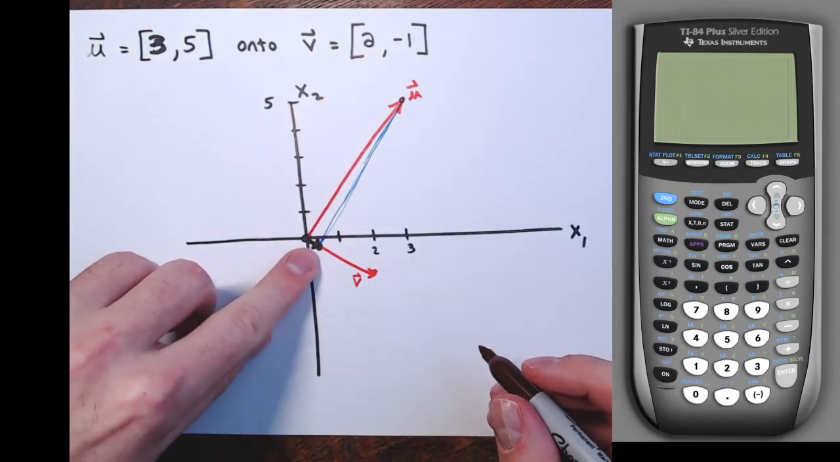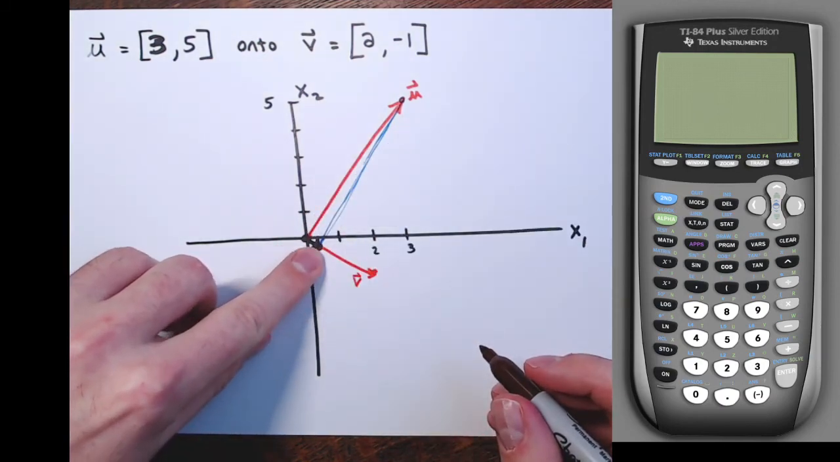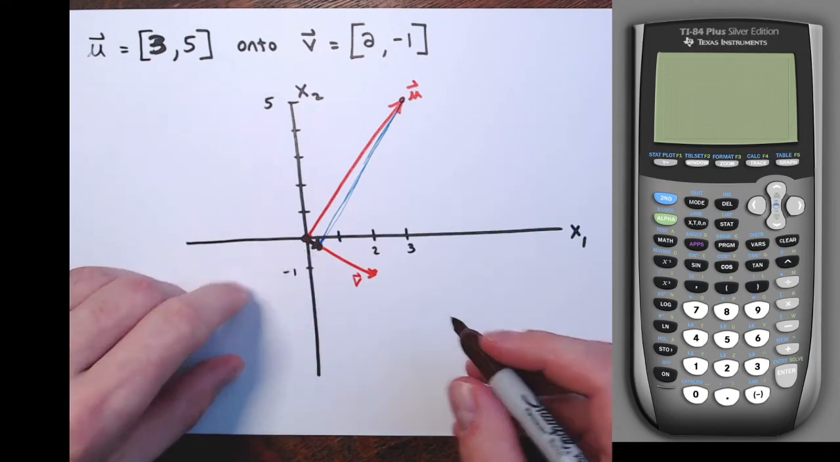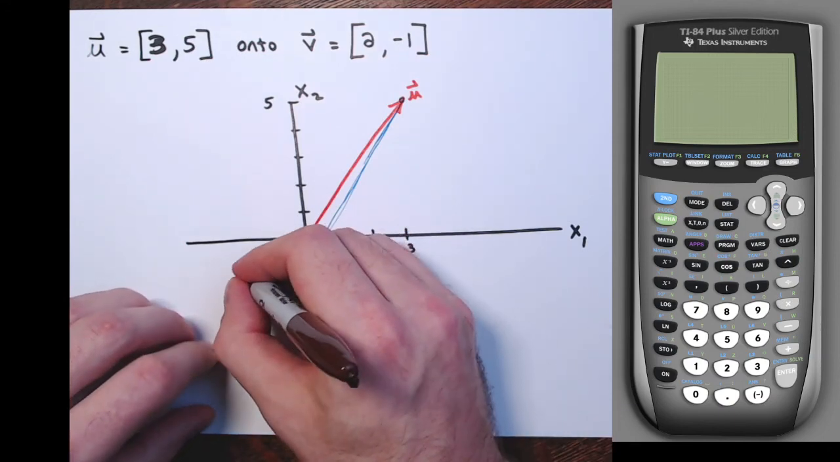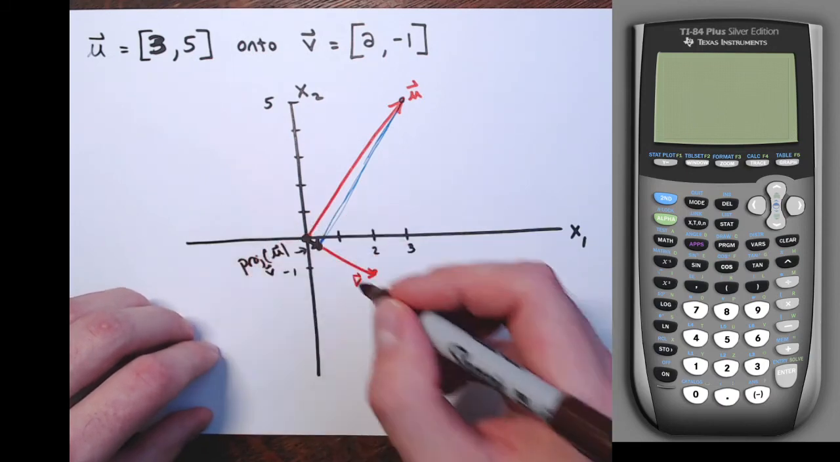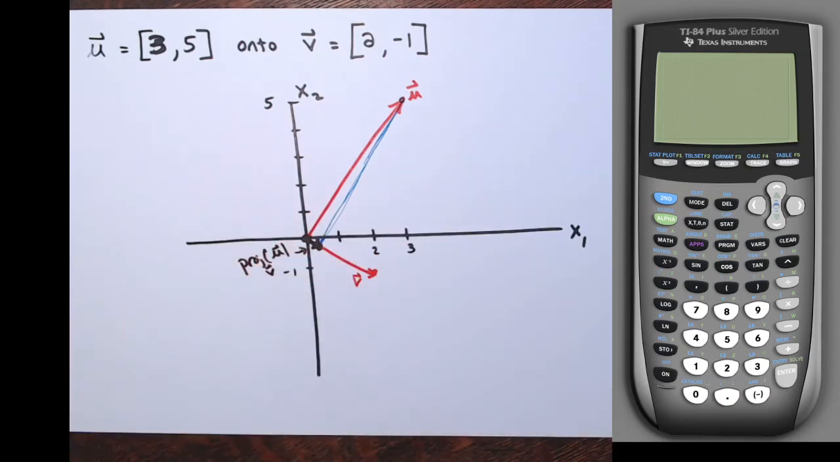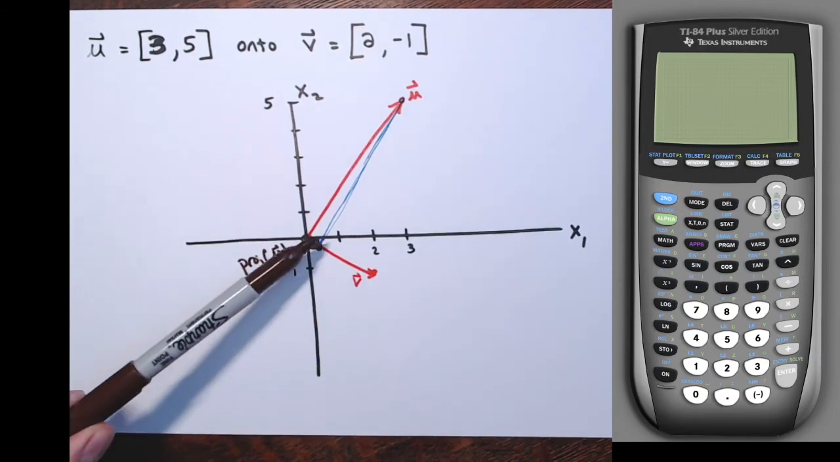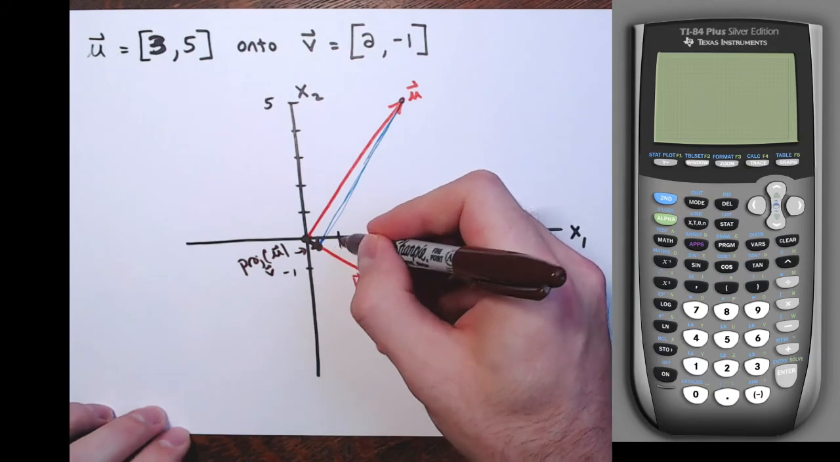This little guy right here, from here to here, that's the projection vector. That's the vector projection, the projection of vector u onto vector v. So I'm expecting some kind of tiny components here. It looks like both components are less than 1, right? This is 1 unit right, this is 1 unit down.